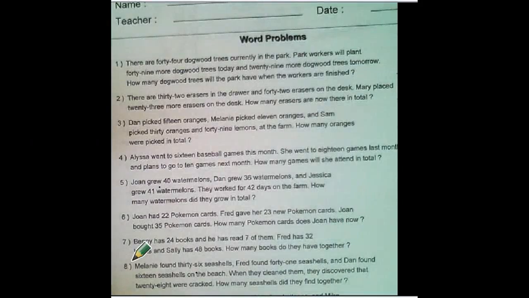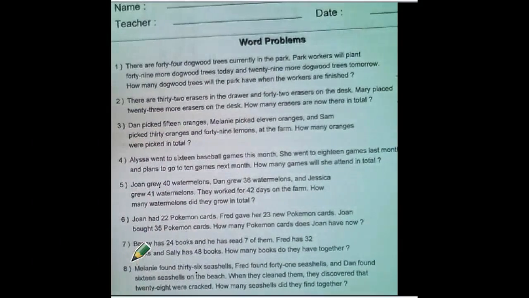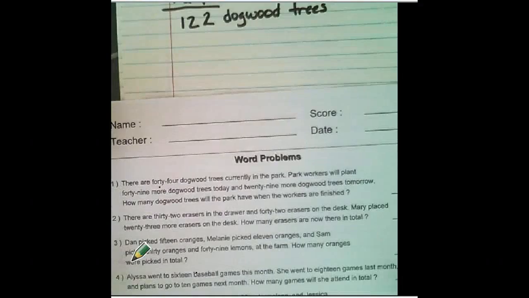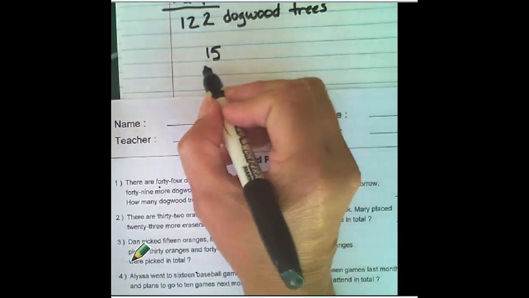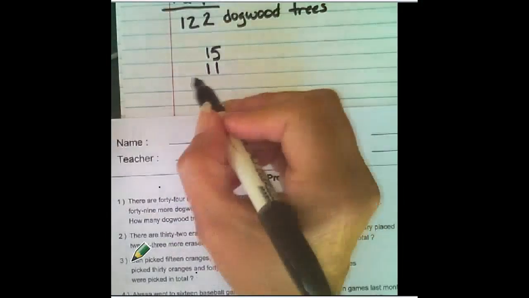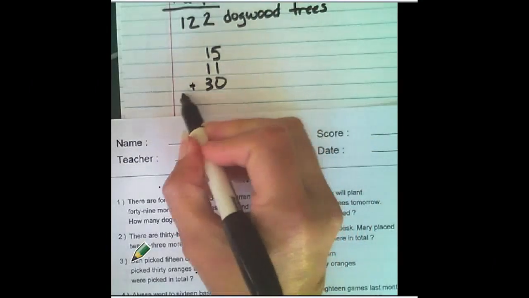Anne picked 15 oranges, Melanie picked 11 oranges, and Sam picked 30 oranges and 49 lemons at the farm. How many oranges were picked in total? Here I have to be a careful reader and realize that I'm looking only at oranges. So I'm going to go through and see how many Dan picked, Melanie, and Sam picked. So for oranges, I had 15 from Dan, I had 11 from Melanie, and Sam had 30 oranges. I don't care about the 49 lemons for this story problem.